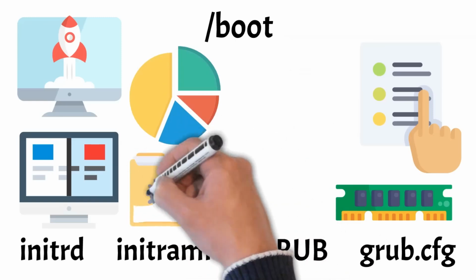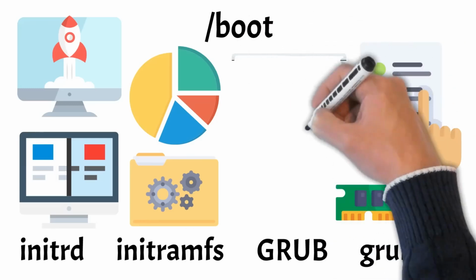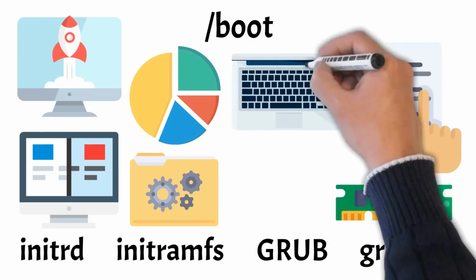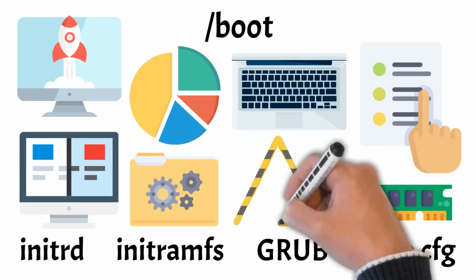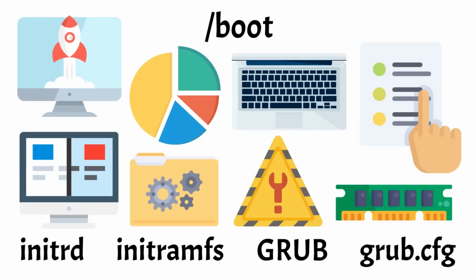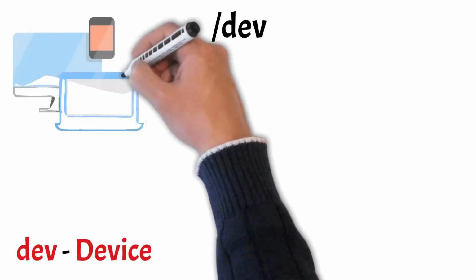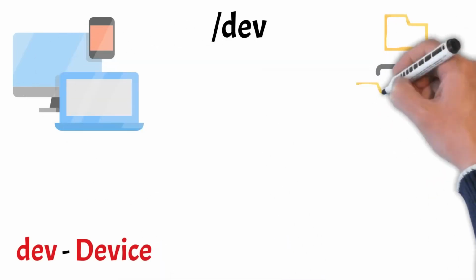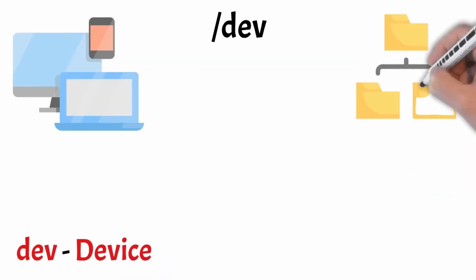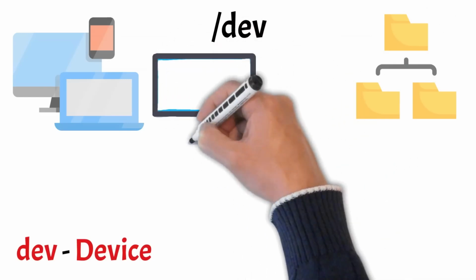Since this directory is so vital, even small changes can render your system unbootable, so it's best to leave it untouched unless you're following specific instructions and know what you're doing. Let's move on to the dev directory. This folder doesn't hold regular files. Instead, it contains device files that act as interfaces to your hardware. In Linux, everything is treated like a file, even devices, and this is where they're exposed to the system.